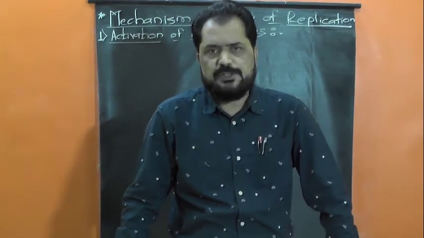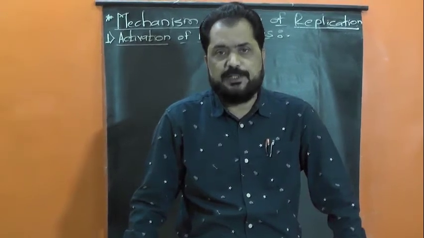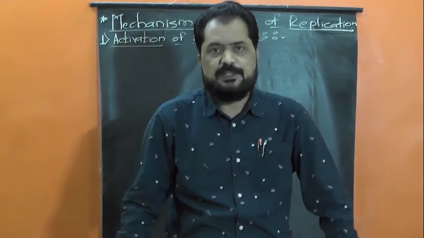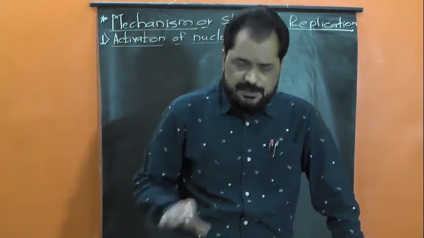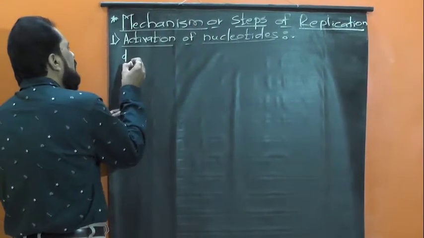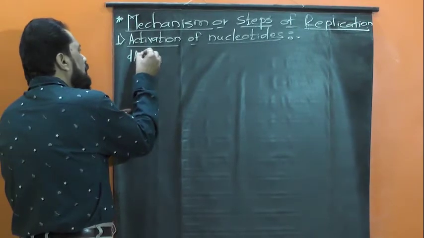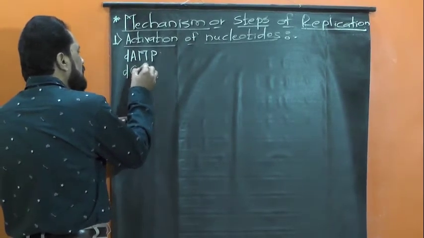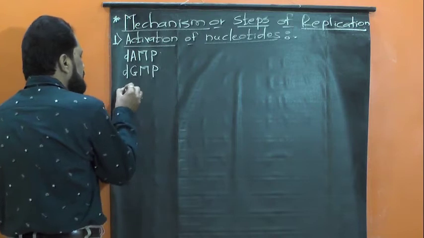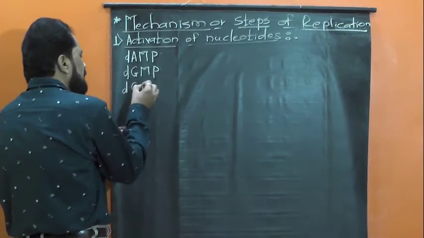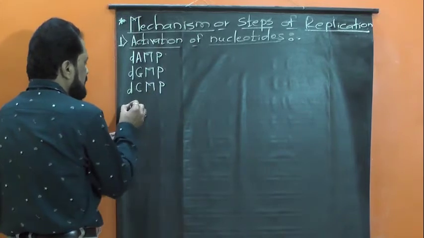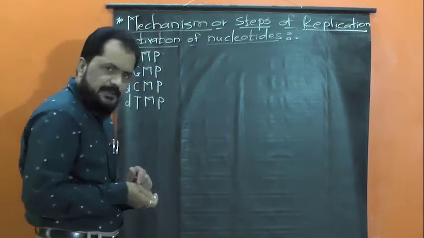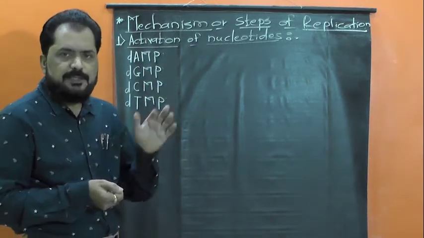But all these four deoxyribonucleotides are present in the form of their monophosphates, such as deoxyribose adenine monophosphate, deoxyribose guanine monophosphate, deoxyribose cytosine monophosphate, deoxyribose thymine monophosphate.